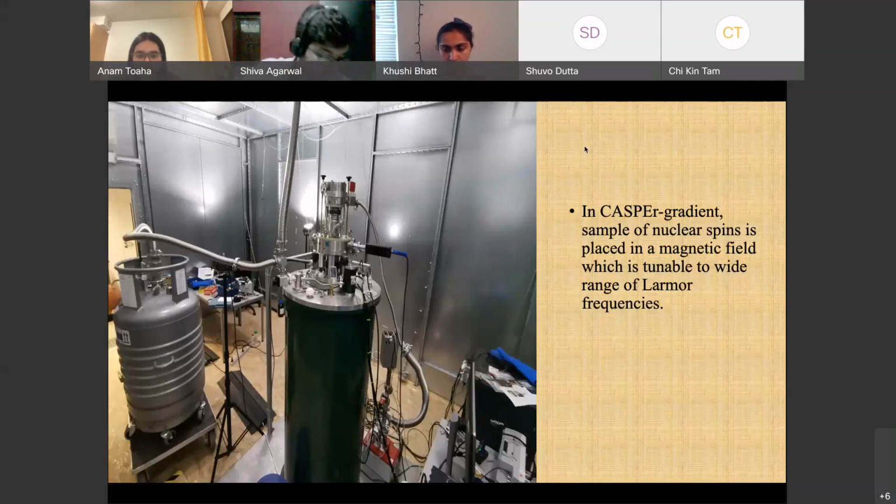In our experiment, the range of our magnetic field is about 0 to 0.1 Tesla, and the range of our frequency is about 0 to 4.5 megahertz for protons.